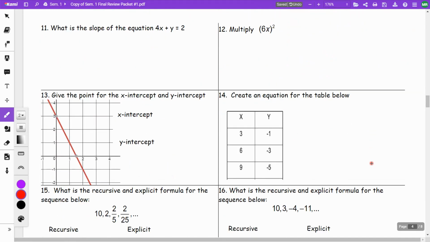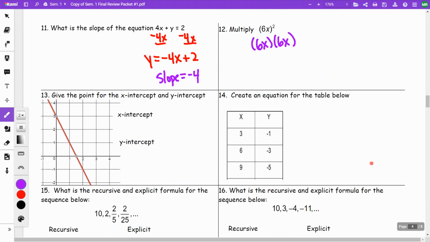On number 11, what is the slope of the equation? We need to get it in y form. So I'm going to minus 4x here, minus 4x here. And I'm going to get y is equal to -4x plus 2. So now that it's in y form, I can see that my slope is going to be -4. On 12, 6x squared is really a 6x times a 6x. So I'm going to get 36x squared as my answer.